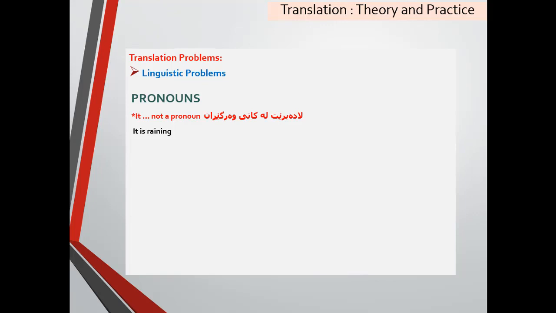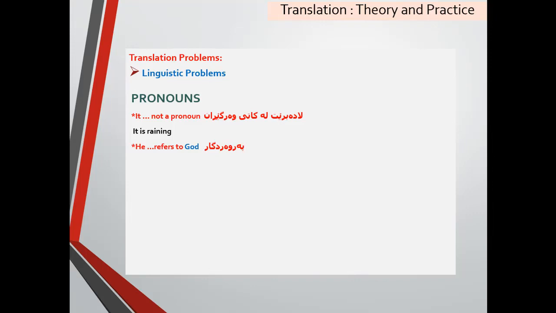While Kurdish is a pro-drop language, you can have sentences without a subject. In English, we don't have sentences without a subject, but in Kurdish we can. So we translate this sentence into baran dabaret. You see that the pronoun, the it part, is just removed. It is not translated.